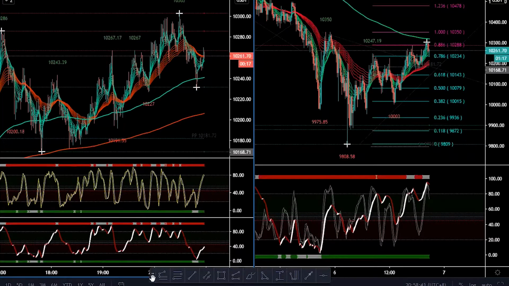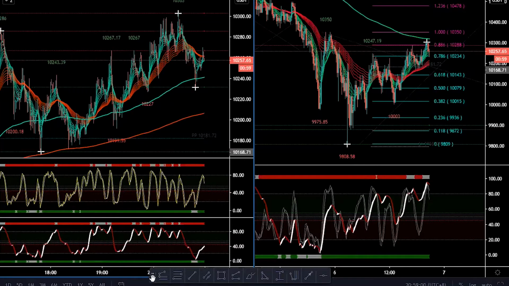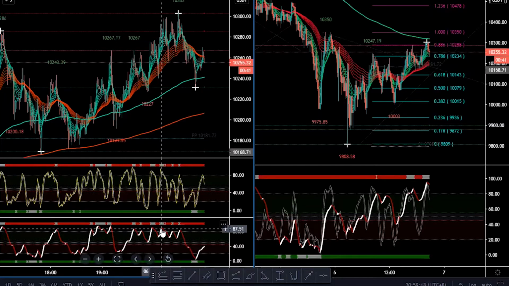Then the lines serve as support and resistance. If the green's over the red, then that shows it's bullish. If the red EMAs are over the green EMAs, that shows it's bearish. If the candles are above the waves, that also shows bullish. And if the candles are below the waves, that also shows bearish. The white cross shows the reversal or the peak or bottom price of the overbought and oversold.